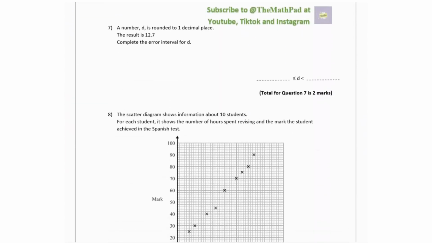Since a number d is rounded to 1 decimal place, the result is 12.7. Complete the error interval for d. So if it's rounded to 1 decimal place, that means before it's going to be 12.65 and after it's going to be 12.75.